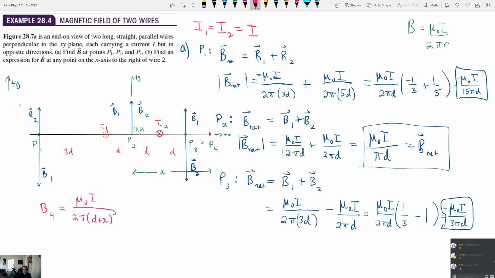Mm-hmm. And then I think the other one's going to be like x minus d or something like that. And we have to subtract mu naught I over 2 pi. So it's x minus d is going to be the distance to I2. Can everyone see that? And just because I'm obsessive, I prefer to write this as x plus d so it looks symmetrical. All right, does that look right?